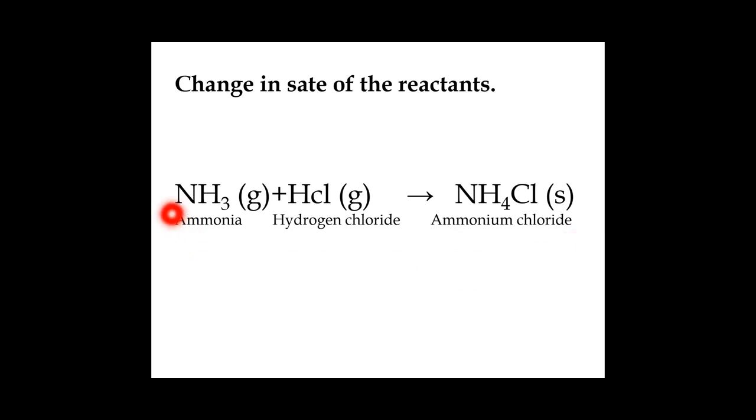Ammonia, this is the formula of ammonia. This is the formula of hydrogen chloride. Both the reactants are in gaseous form, but when you check the state of the product, you'll find it is in a solid form. So this chemical reaction, formation of ammonium chloride, involves a change in state of the reactants.